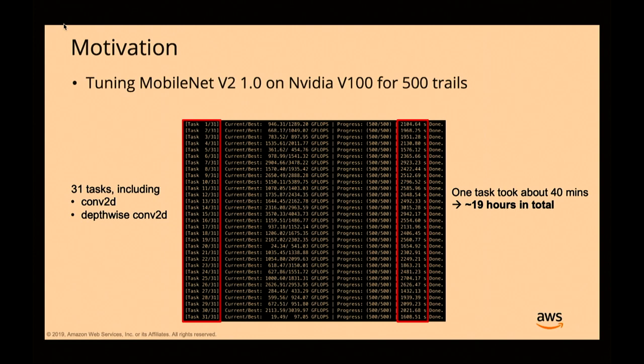However, on NVIDIA V100, you usually are recommended to tune each op for 3,000, even 4,000 trials. So this time would be multiplied many times. This is pretty tedious. And how can we improve this without thinking about how to improve the tuning algorithm?